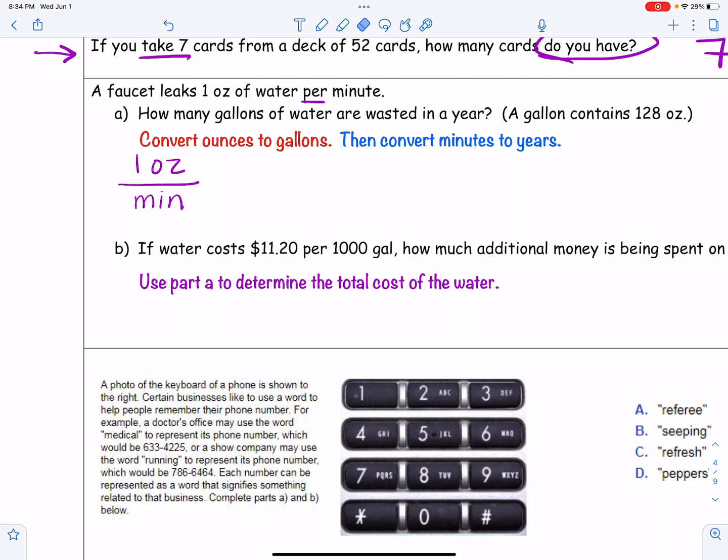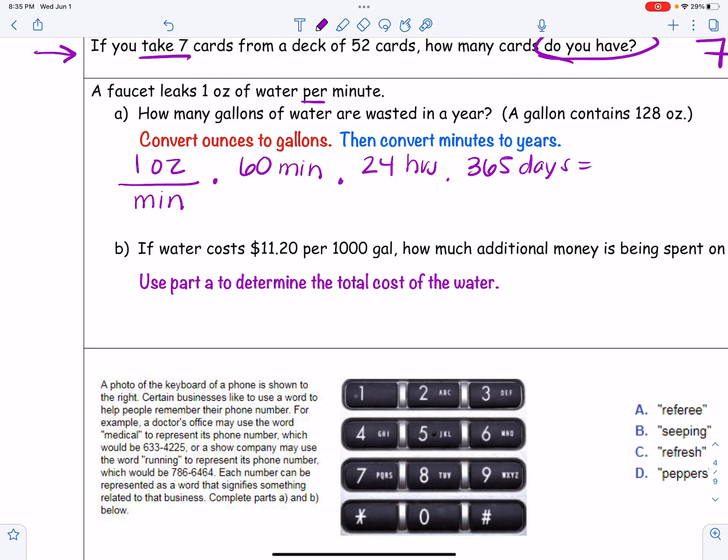And what I'm asked is how many gallons are wasted in a year. So I've got to convert two things. I've got to convert ounces to gallons, and I've got to convert minutes to years. So we're going to do it one at a time. First thing I'm going to do is convert minutes to years, and I'm going to do that noting the fact that there are 60 minutes in an hour. That gets me to an hour. There are 24 hours in a day. And then to get to years, there are 365 days in a year.